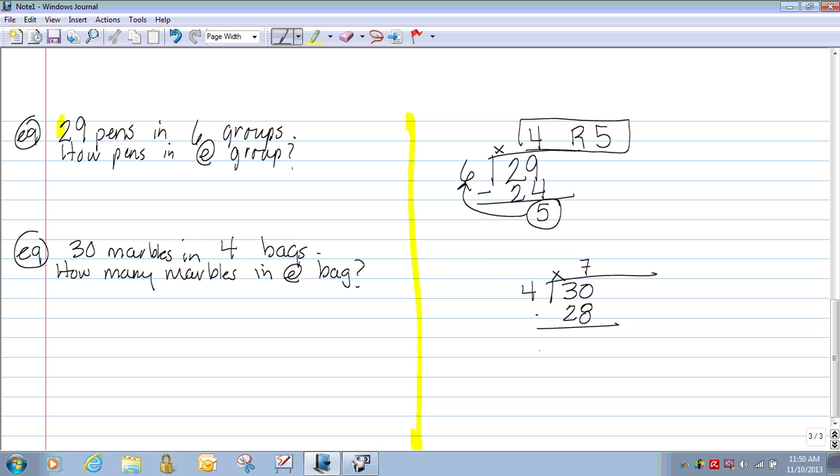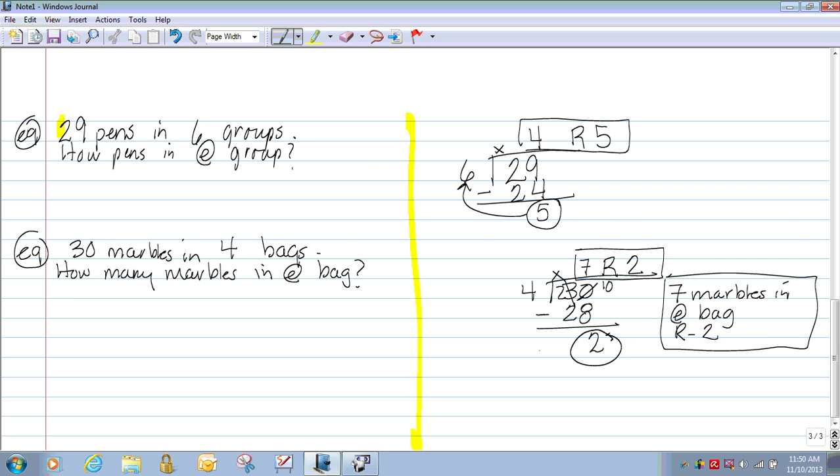I can subtract. 0 minus 8, I cannot do without a negative number, so I need to regroup. 10 minus 8 equals 2. 2 minus 2 equals 0. So my answer is 7 with a remainder of 2. That means there would be 7 marbles in each bag, and I would have a remainder of 2 that would not fit.